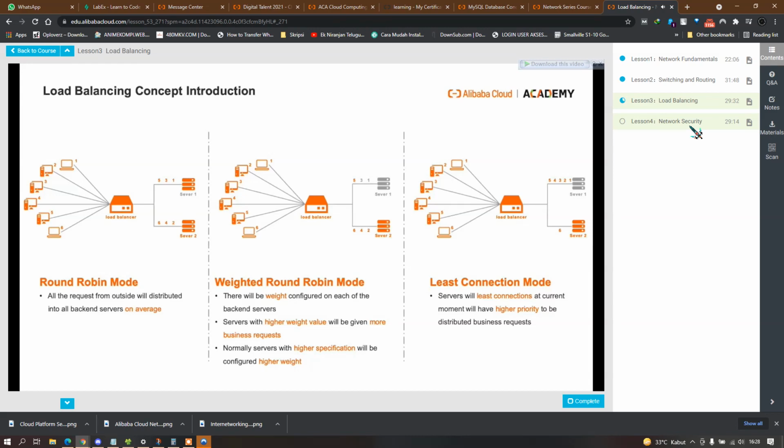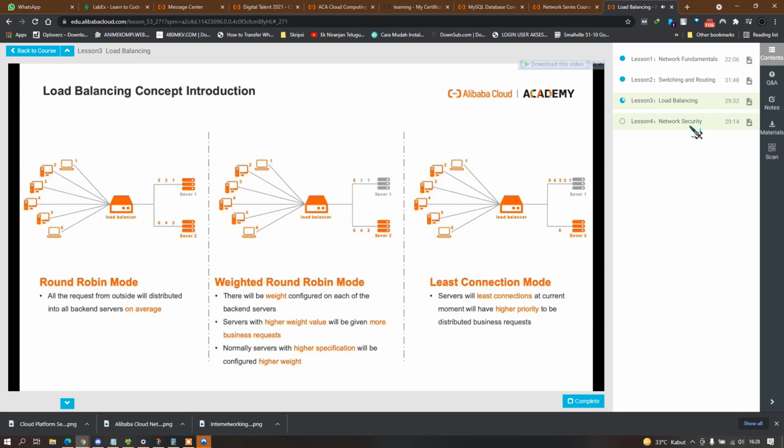And the second one is the weighted round robin mode. In this mode, there will be a weight configured on each of the backend servers. For each backend server, we configure a weight value on it. And a server with a higher weight value will be distributed more business requests. Normally, servers with higher specification will be configured with a higher weight value.